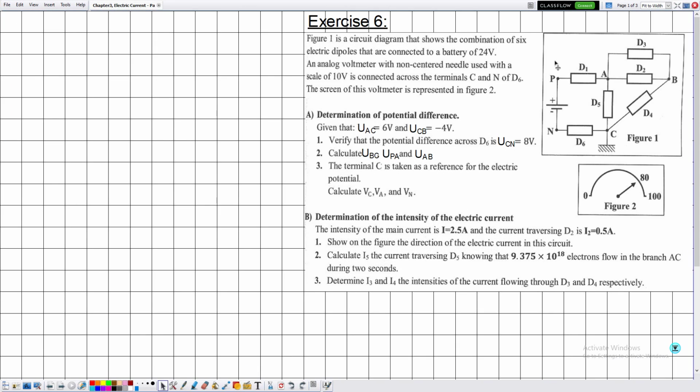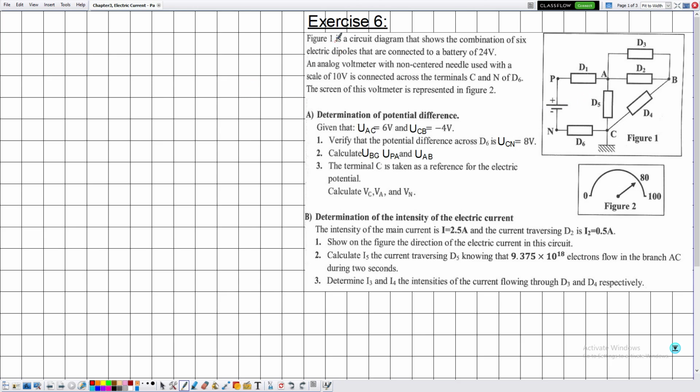So we have reached part 4 of chapter 3, which is the chapter of electric current for grade 10 students. So now in this one we are going to finish this chapter and solve some exercises. Then exercise number 6, they are telling me figure 1, so they mentioned figure 1, now we can use it. It's a circuit diagram that shows the combination of 6 electric dipoles.